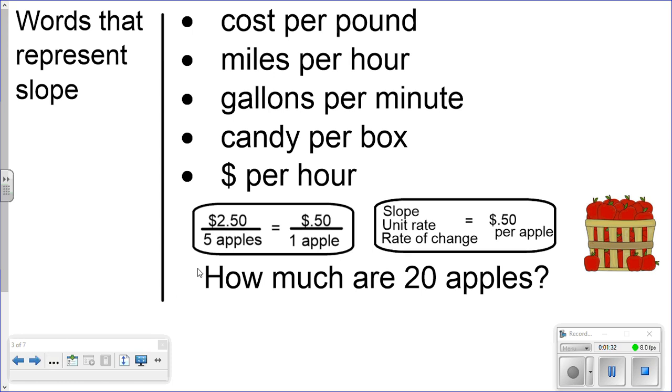So if it costs $2.50, I have $2.50 for 5 apples. I divide and I determine that it's 50 cents per apple. Okay, that is our slope, that is our unit rate, that is our rate of change, 50 cents per apple. It's also our constant of proportionality. And we use that to answer the question, how much is 20 apples? Well, it would be $10.